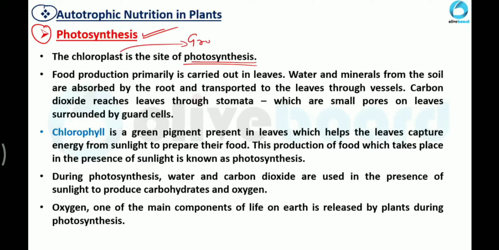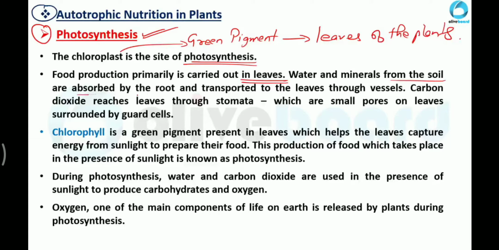Chloroplast is a green pigment present in the leaves of the plant. Food production is primarily carried out in leaves. Water and minerals from the soil are absorbed by roots, as I said, and transported to the leaves through vessels. Carbon dioxide reaches leaves through stomata.